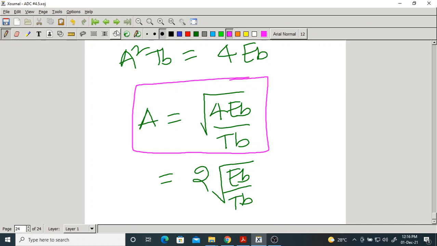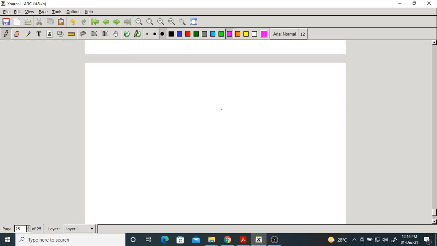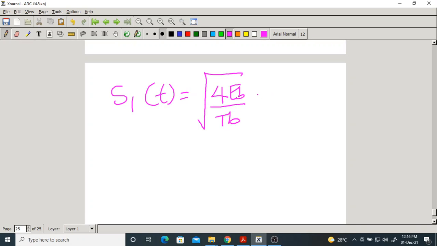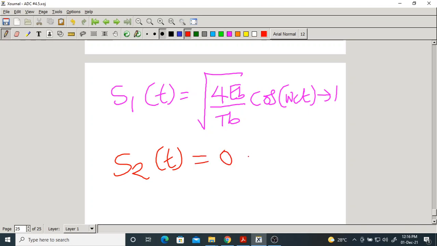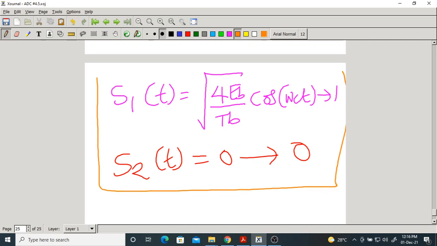So let me write this here. Finally, here S1 of t is, please understand the difference, root of 4 EB by TB cos omega c t. It is for bit 1. For bit 0, nothing is being transmitted. So these are the two waveforms of BASK.